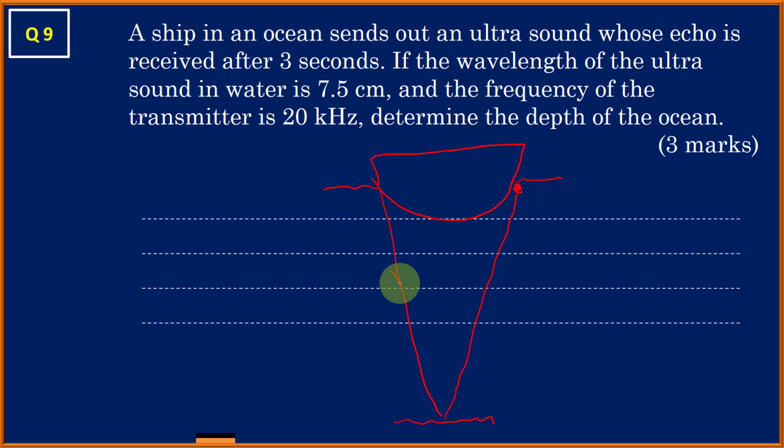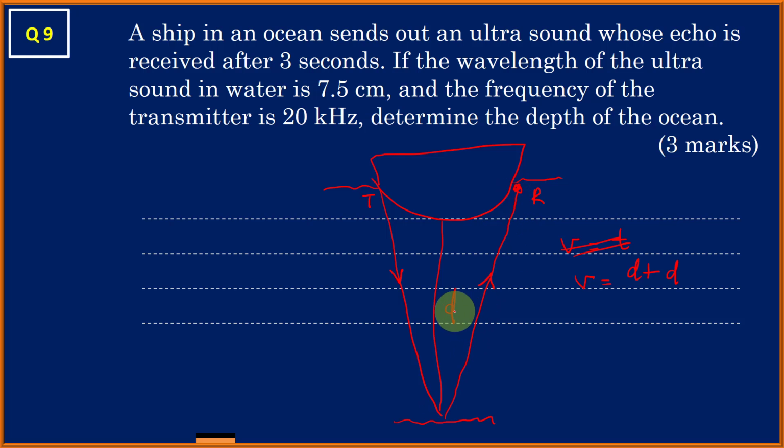So there is the incident wave, this is the reflected one, this is the transmitter, this is the receiver, and the time for the waves to cover a distance d plus another distance d, in fact 2d, is recorded. So if I were to calculate the speed of these waves, I would say speed is equal to the distance covered, which is d plus another d.